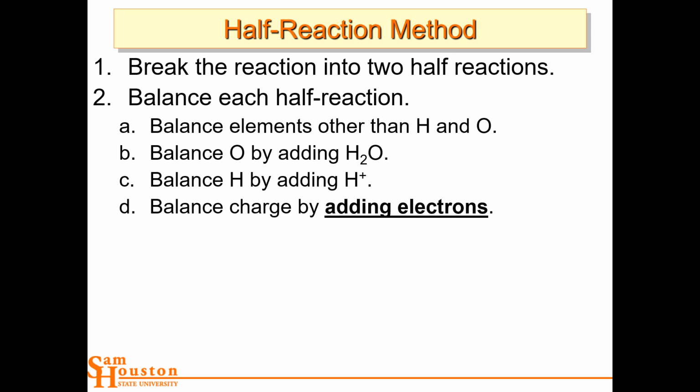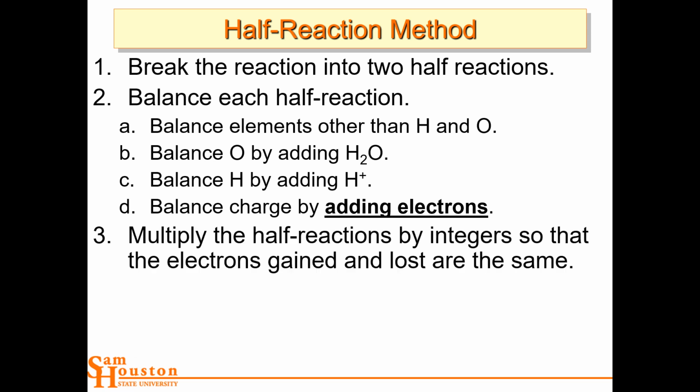And then you balance the charge by adding electrons. Notice we have to do that last because when we add acid protons, we're changing the charges. And so we have to hold charge off to the end. And then we've got a balanced half reaction and balanced charge and balanced elements and so on. And then we multiply those half reactions by integers so that the electrons gained and lost are the same. This is the coupling that tells us how many electrons are exchanged in one cell of this reaction.